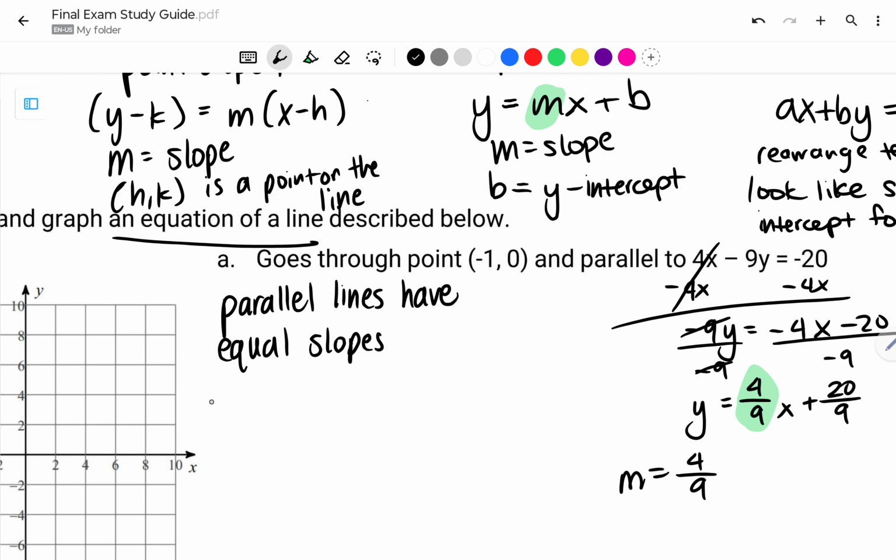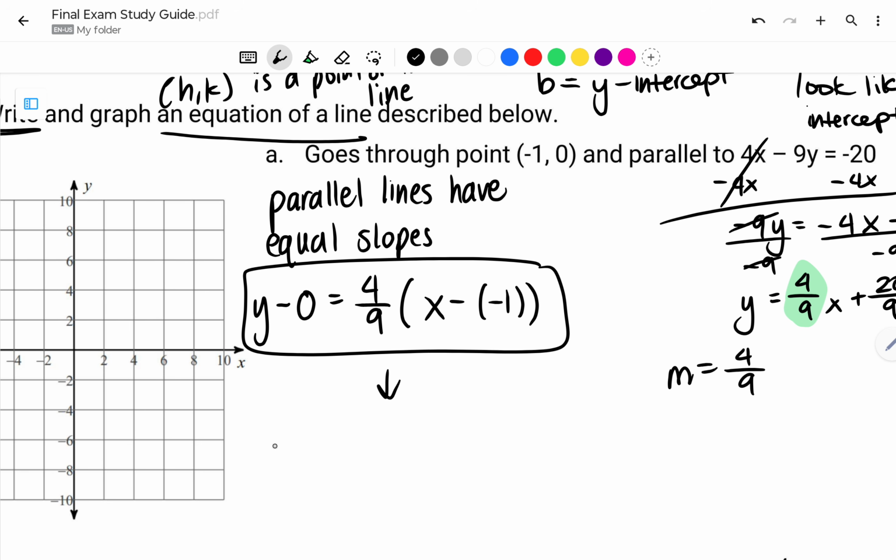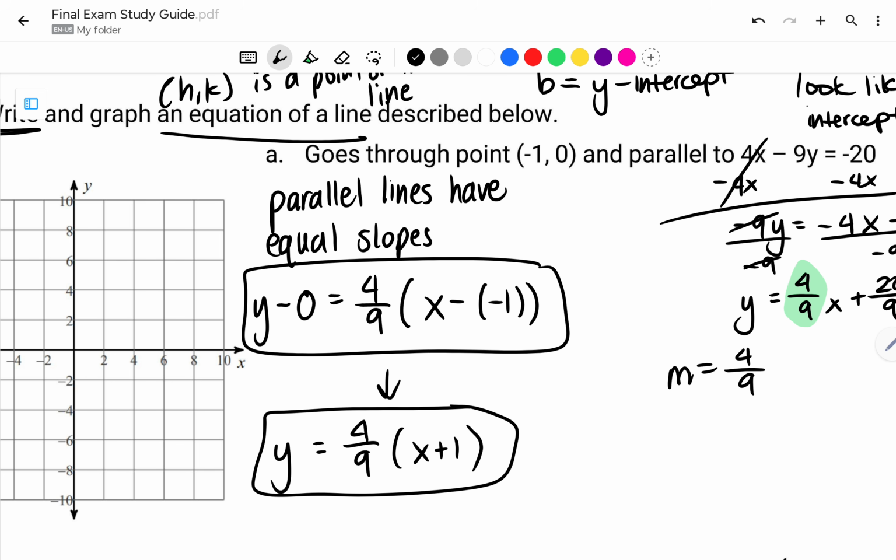So I'm going to go ahead and plug it in. y minus, what's the y coordinate of the point on the line? 0 equals 4 over 9. And then x minus, right? Minus, what's the x coordinate of the point on the line? It's going to be negative 1. Honestly, you could just leave your answer like this. But if you keep simplifying, y minus 0 is y equals 4 over 9 times x plus 1, because the negatives make a positive. I'll take either one. It's good practice.